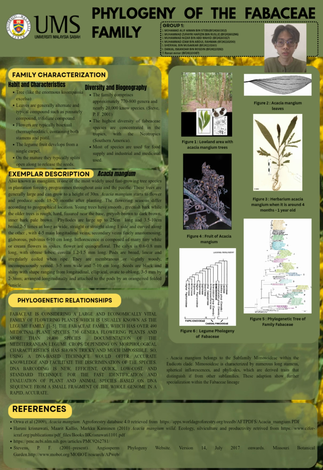So in addition to phylogenetic relationships, Acacia mangium belongs to subfamily Mimosoideae under Fabaceae within the eudicots clade. Mimosoideae is characterized by numerous long stamens, spherical inflorescences, and phyllodes, which are derived traits that distinguish it from other subfamilies, such as Papilionoideae. So this adaptation shows further specialization within the Fabaceae lineage.